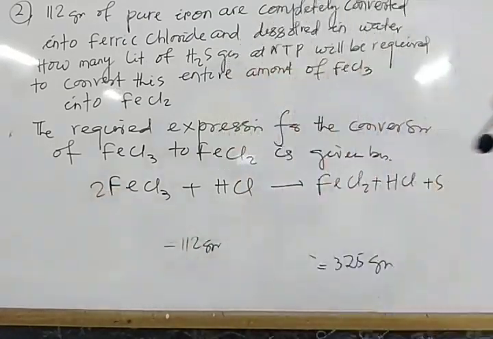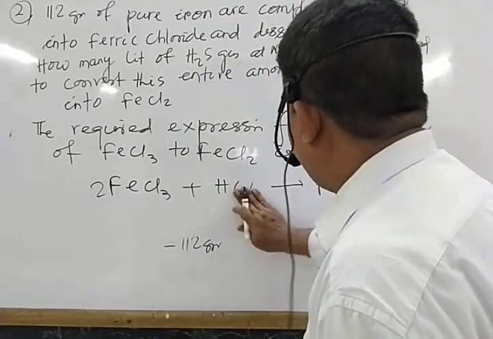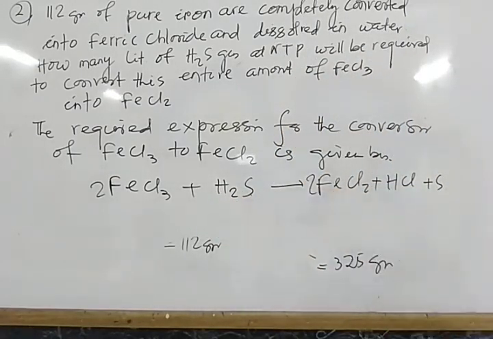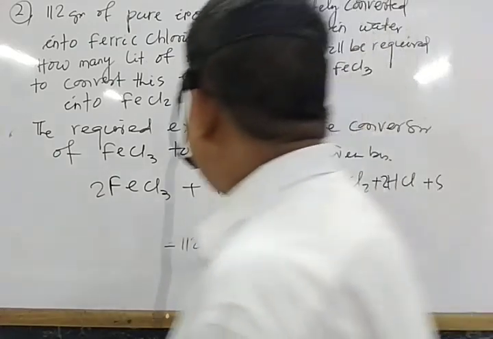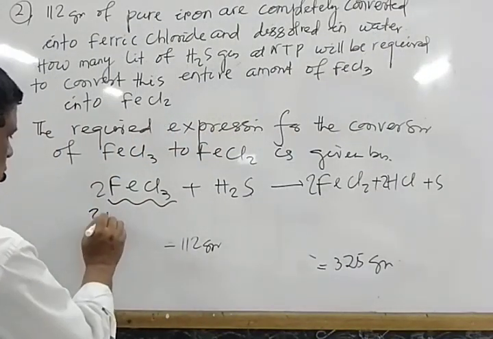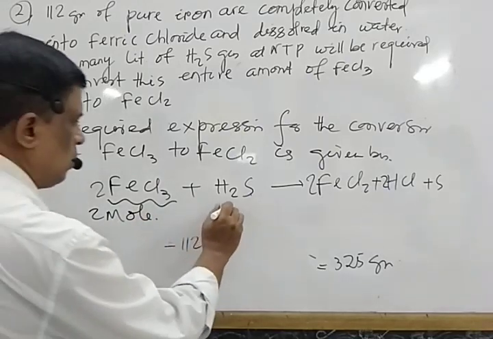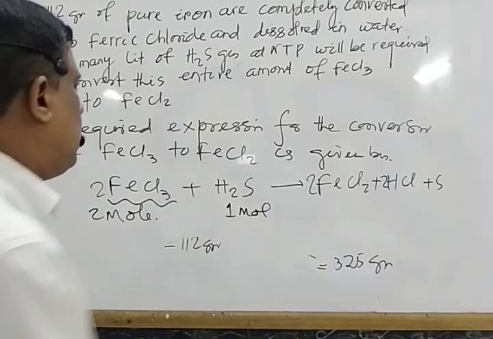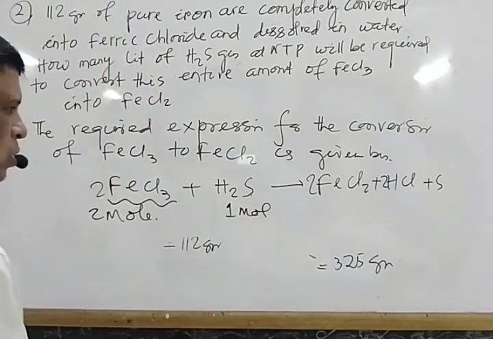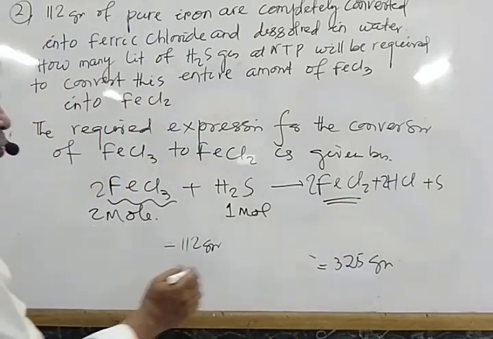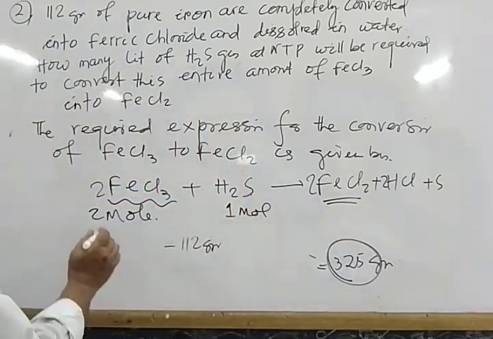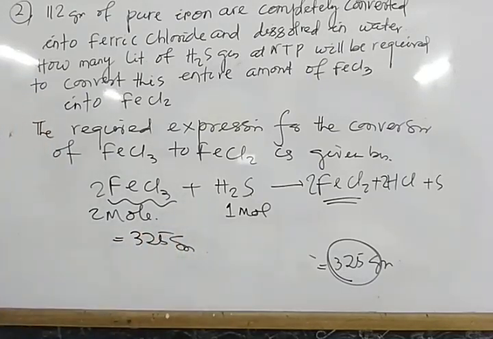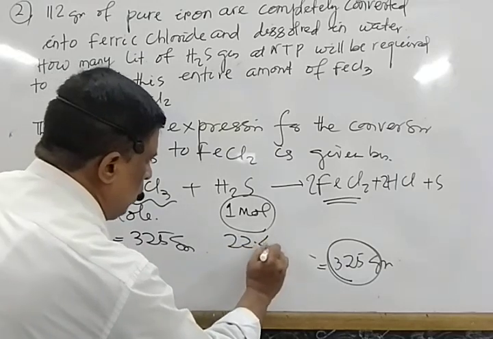Equivalence, multiply by 2 here. So 2 ferric chloride gives 2 ferrous chloride plus 2 HCl. From this expression it is clear that it is 2 mole and 1 mole. That means 2 mole of ferric chloride, which is 325 gram, requires 1 mole of hydrogen sulfide, meaning 22.4 liter.